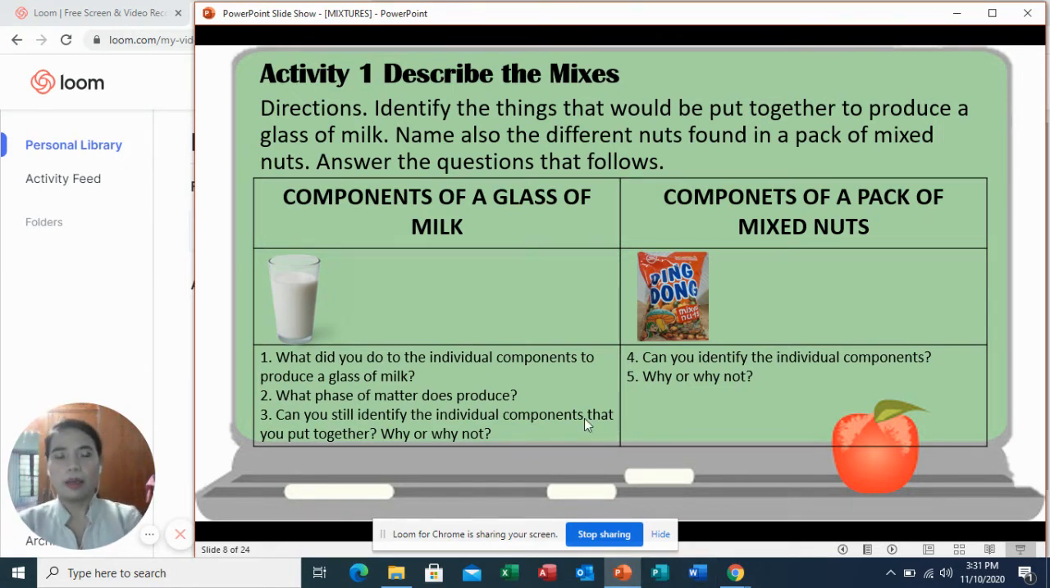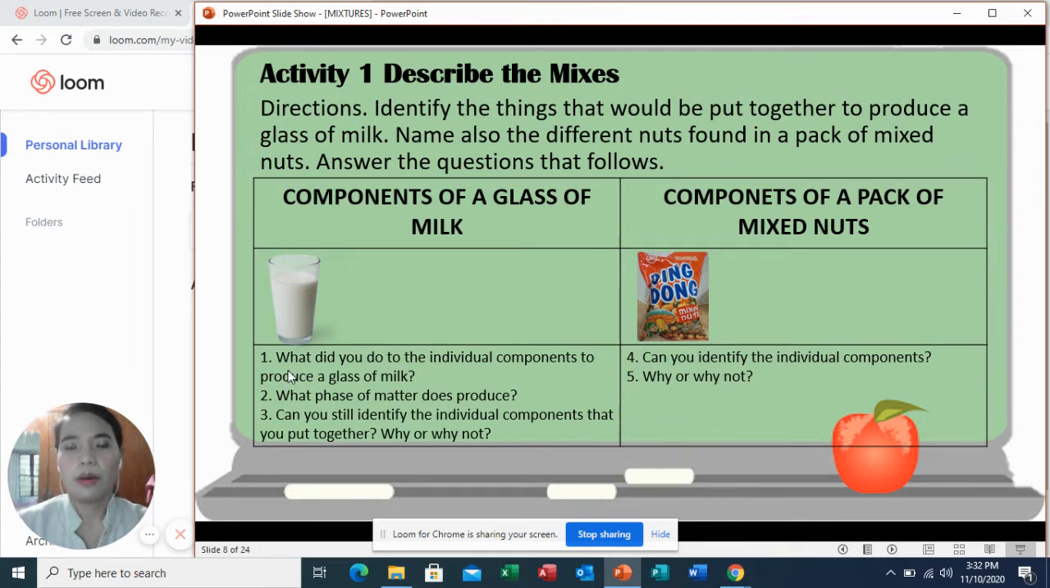Okay, and on the first column and first row, identify the things that would be put together to produce this glass of milk. And then on the second column, row 1, identify or name the different nuts inside this pack of mixed nuts. Then answer the given questions.